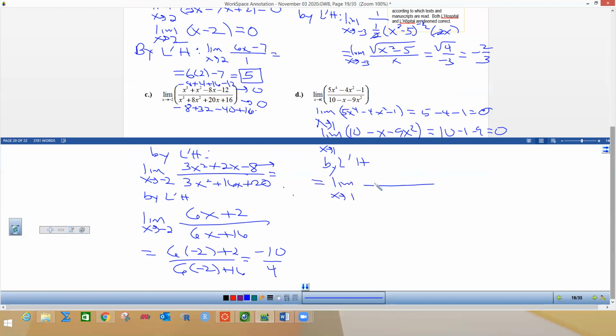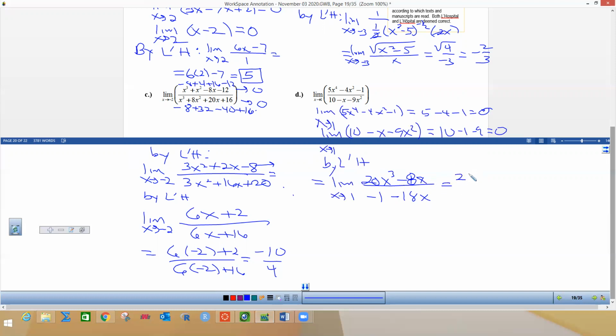And then you do the derivative of the top. So that'd be 20x cubed minus 8x. And then the derivative at the bottom will be negative 1 minus 18x. So if I plug 1 in here, that's going to be 20 minus 8, which would be 12. So this is not going to be 0 over 0.